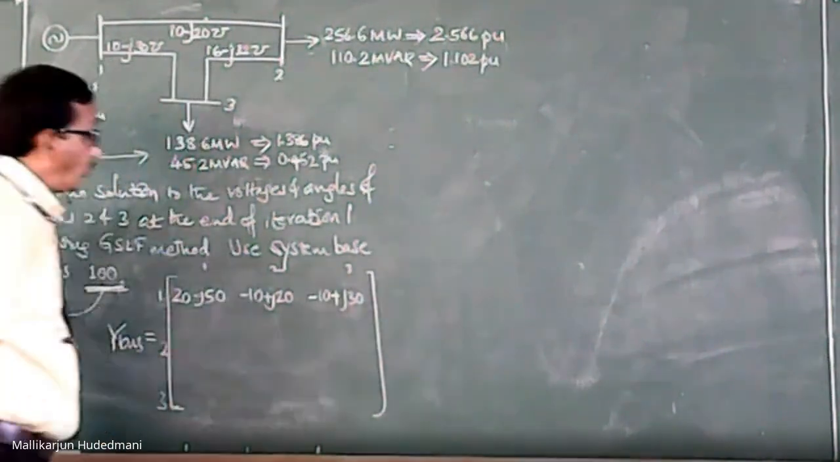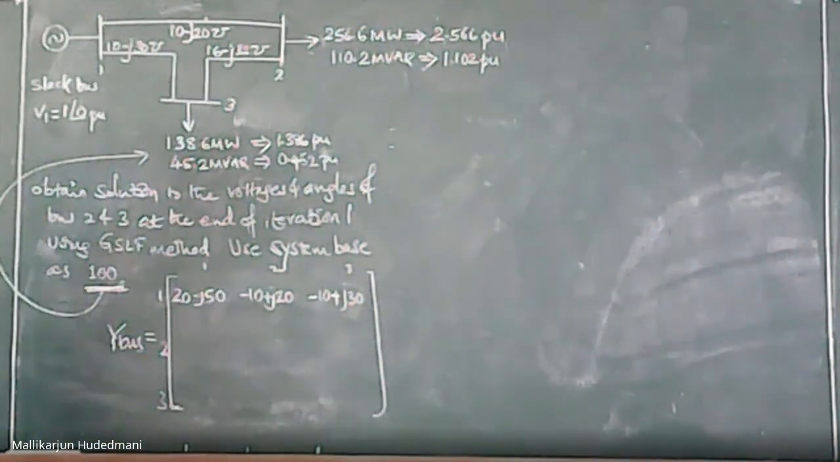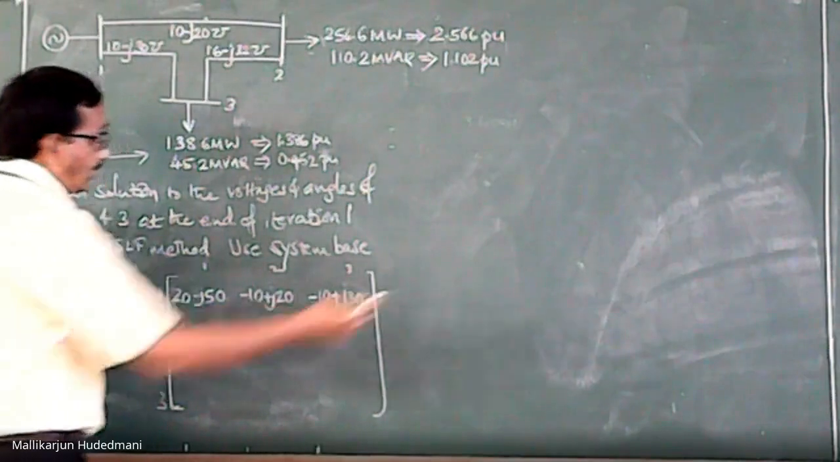Please keep watching what I am writing on the board. 1, 3, negative of the admittance between bus 1 and 3. 1, 2, negative of the admittance between bus 1 and 2. 1, 1, sum of the admittances of the lines going from bus 1 to the remaining side. There are 2 lines, add those 2 and place them negatively in their respective position. This is row number 1.